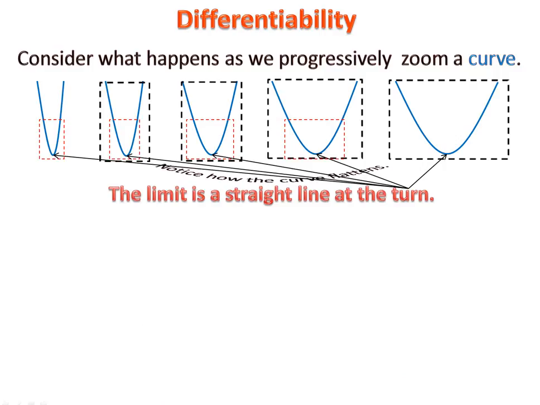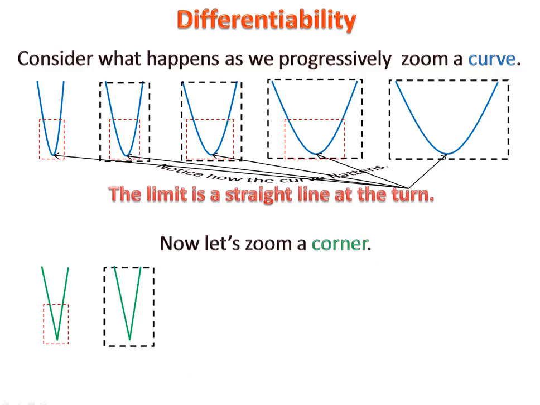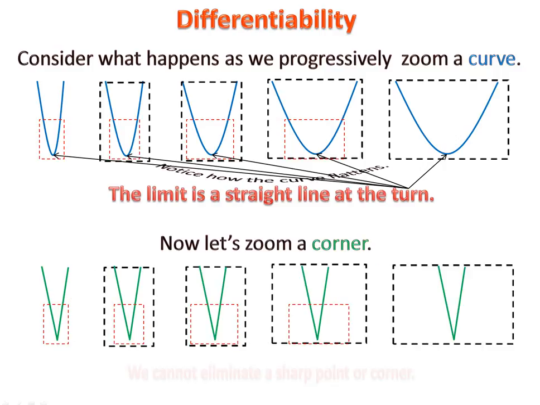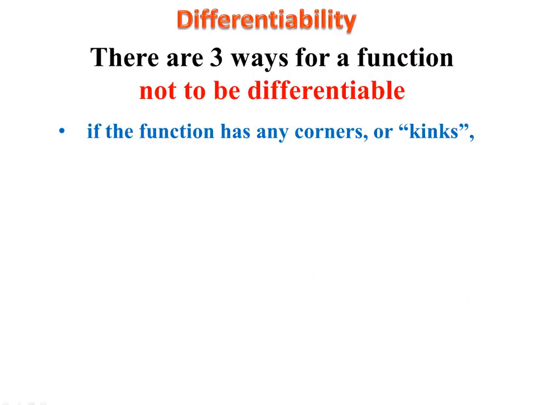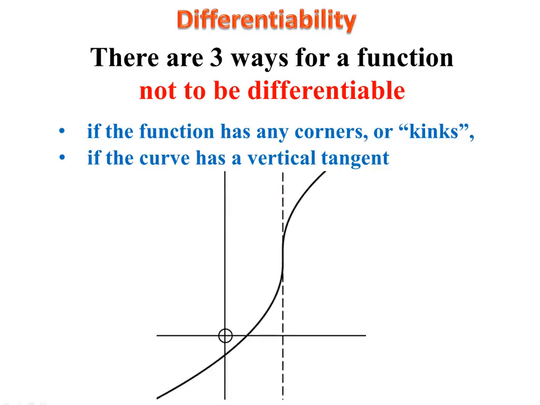But if we now take a corner or kink or anything sharp, no matter how much we zoom, we're still going to get a pretty lousy injury if we bump our heads. Probably need stitches. So therefore, as in the absolute value graph, not differentiable when that occurs. So there's our first condition. Second, if the curve has a vertical tangent.